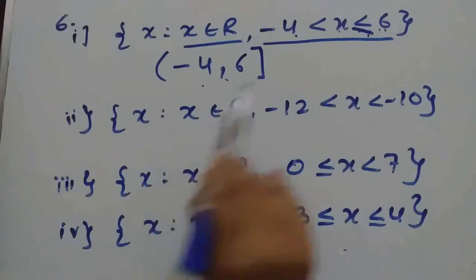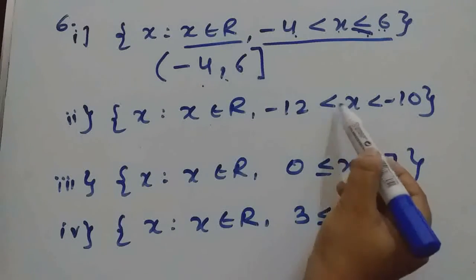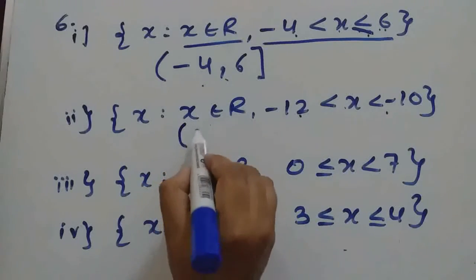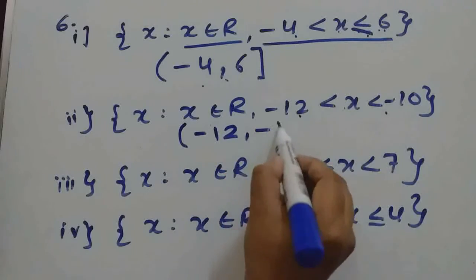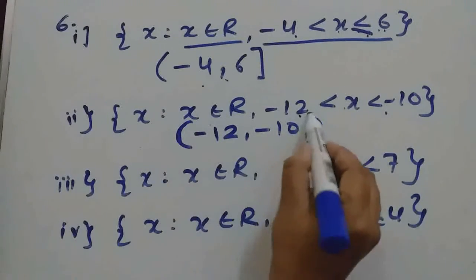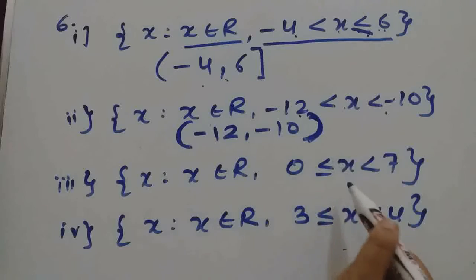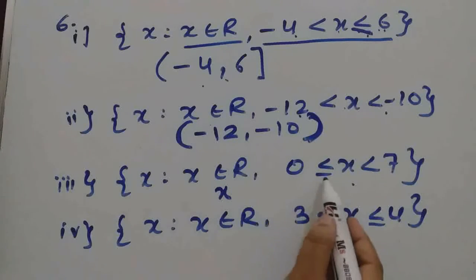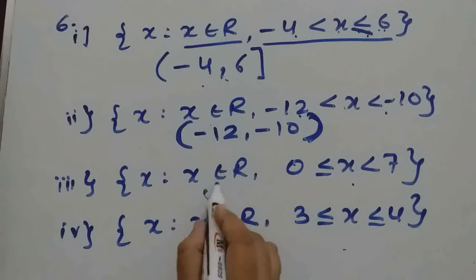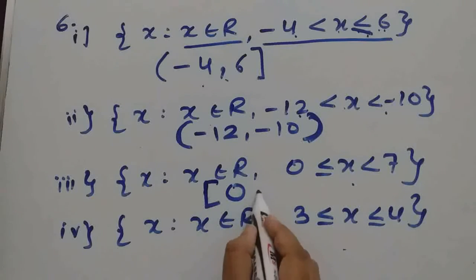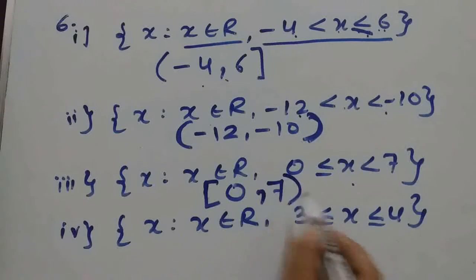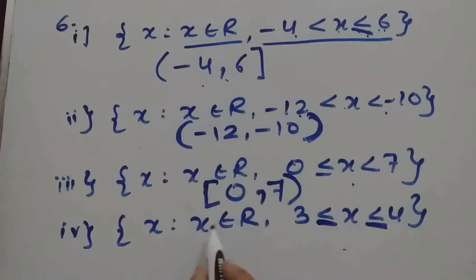Now for the second case, both are less, see, x is greater than and less than, equal to sign is not there. So this is a particular example of open interval, both side open bracket will come. And for this one, x is greater than equal to 0, so with 0 close bracket, comma, with 7 open bracket. And the last one, both equal to sign is there, means both included, 3 and 4. So close interval 3 comma 4.